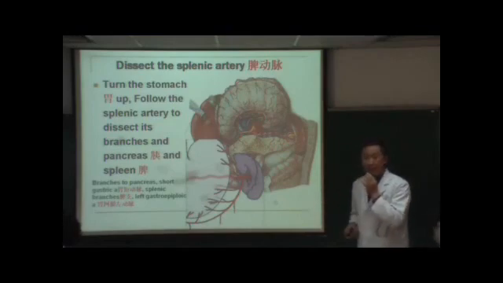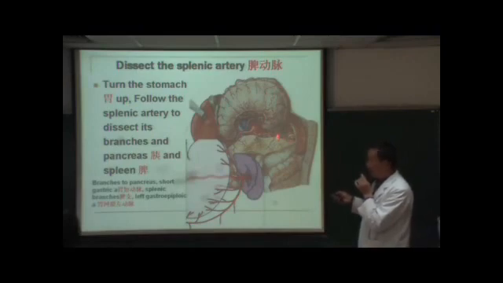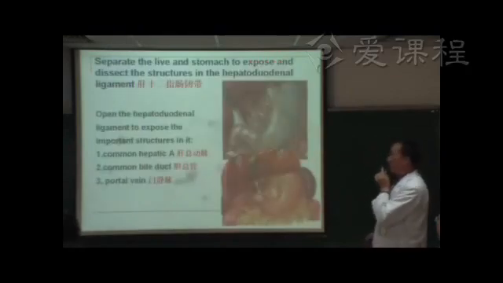Besides these large branches, you also can see some small branches directly from the trunk of the splenic artery. These small arteries supply the pancreas. This is pancreas. Okay.